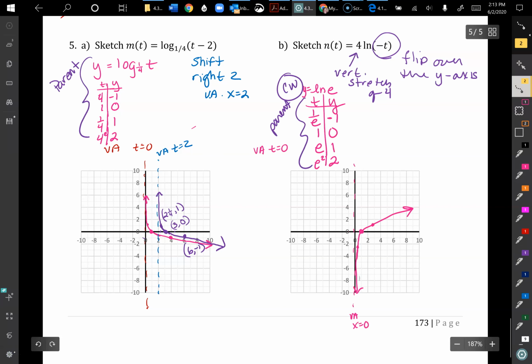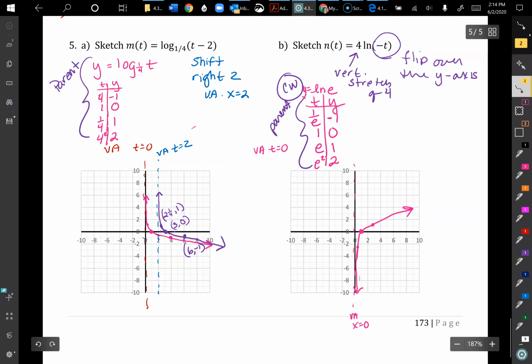Okay, so here I've drawn in my parent. I use these values, again using that same pattern of 1/b and -1 as a point, (1, 0) as a point, and b and +1 as a point. And then I actually added in another one just for good measure. I did that over here too. So now we can do our flip.